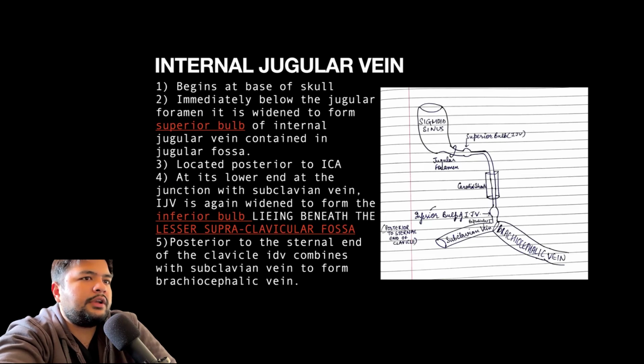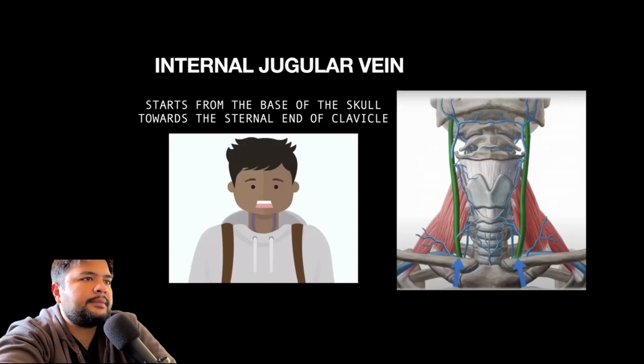Coming to the internal jugular vein, it begins at the base of the skull, and immediately below the jugular foramen it is widened to form the superior bulb of the internal jugular vein, contained in the jugular fossa, located posterior to the internal carotid artery. At its lower end, at the junction with the subclavian vein, the IJV is again widened to form the inferior bulb lying beneath the lesser supraclavicular fossa, posterior to the sternal end of the clavicle. The IJV combines with the subclavian vein to form the brachiocephalic vein.